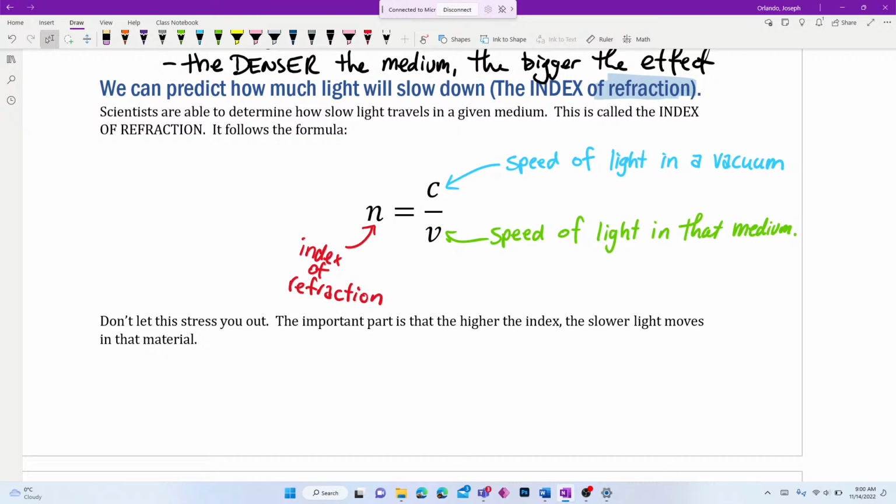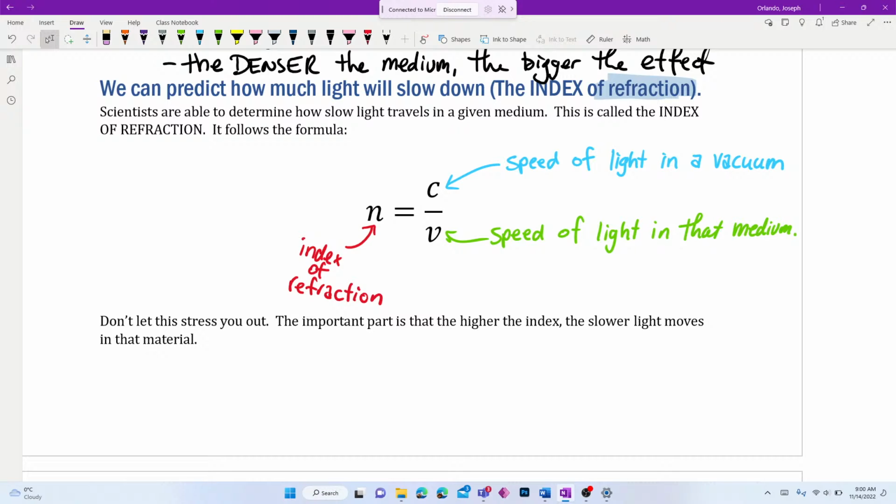Does that make sense? Air does slow light down, but it barely slows light down. Light in air is almost as fast as it moves through space. Not quite as fast. Whereas water slows light down more. It's going to have a bigger index of refraction. Yeah? Is there any way for the index of refraction to be below 1? To speed light up? No.